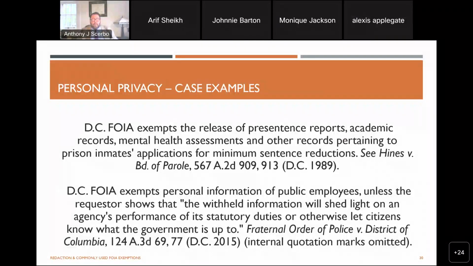DC FOIA exempts personal information of public employees unless, and this is a big unless, the requester showed that the withheld information will shed light on an agency's performance of its statutory duties or otherwise let citizens know what the government is up to. And that's from a fairly recent case, Fraternal Order of Police versus the District.